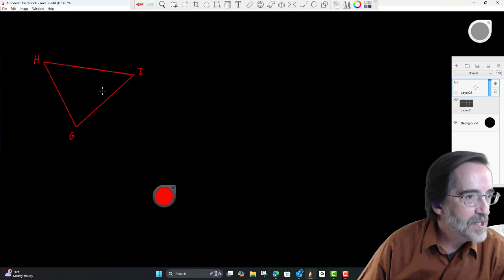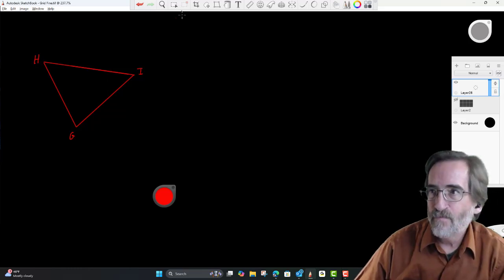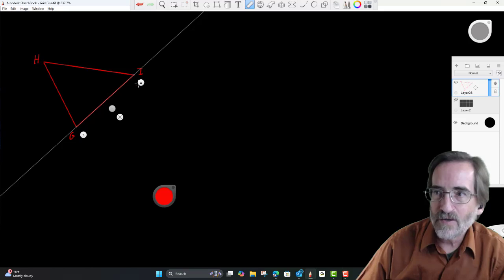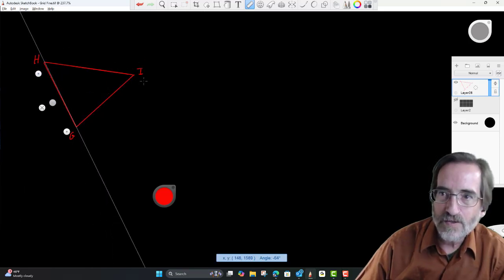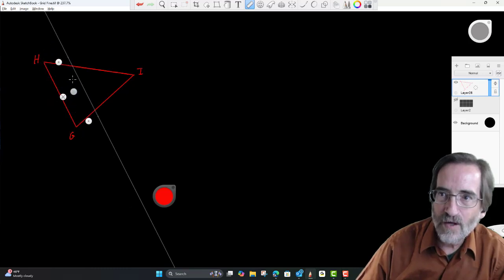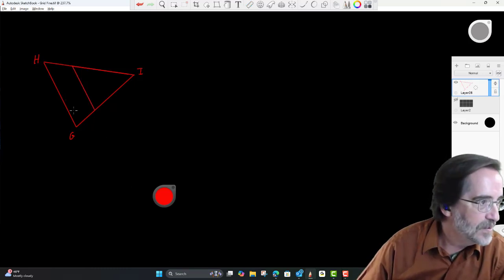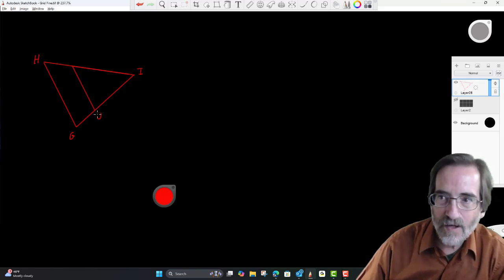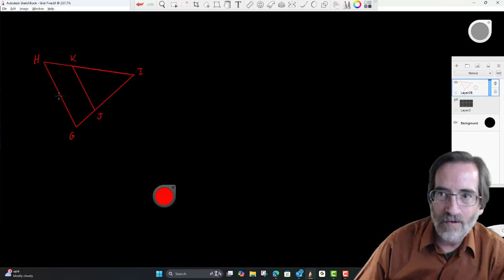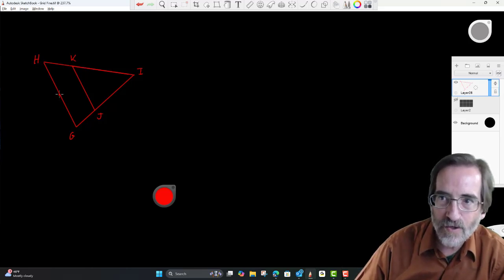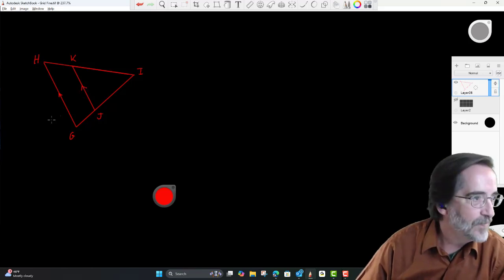And then sketch JK parallel to GH. So we're going to sketch JK, where J is on segment GI and K is on segment HI. All right, so we've drawn these so that they are parallel. So I'm going to include parallel arrows on there.